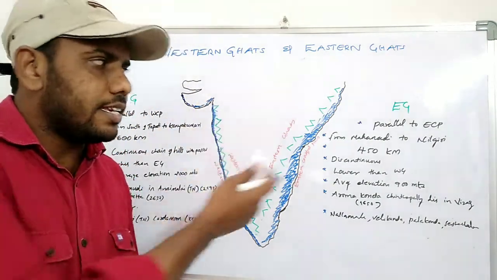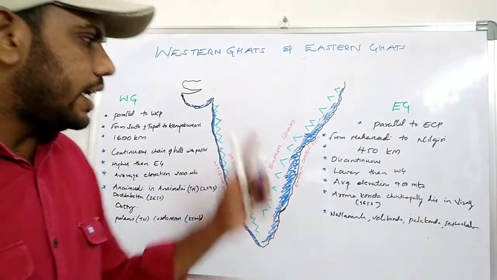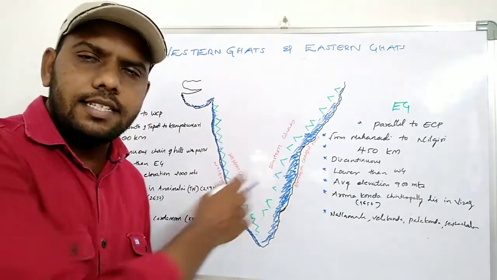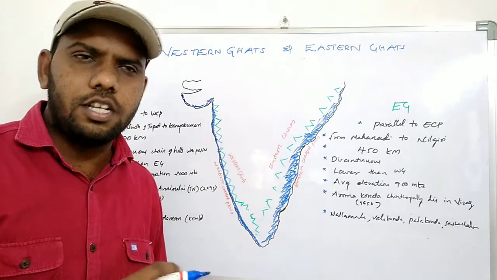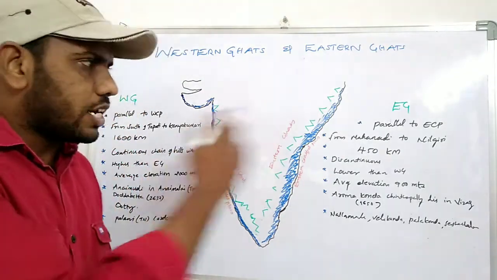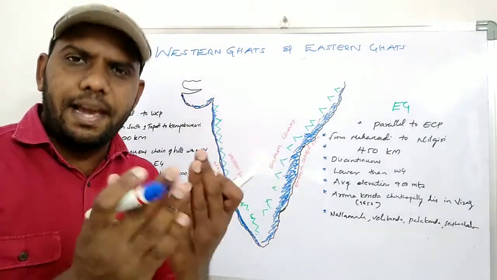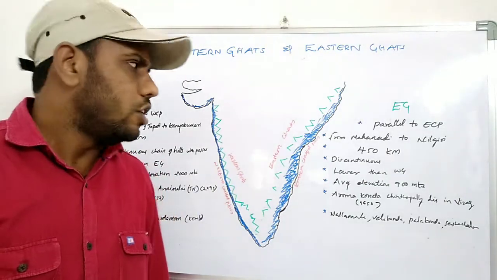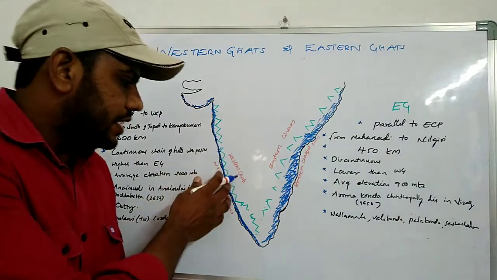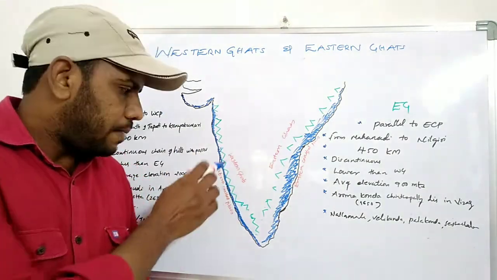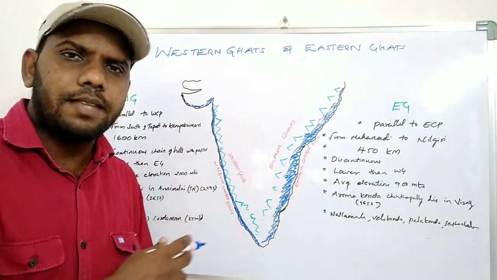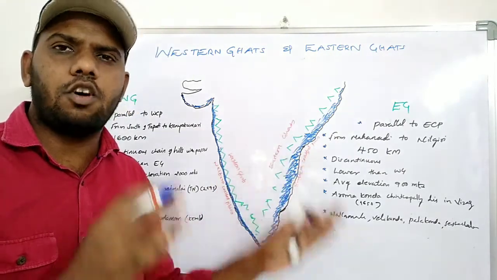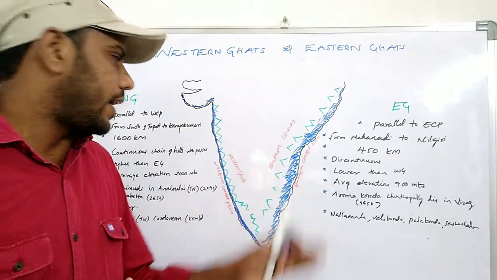You can say the same easily for the Eastern Ghats: the Eastern Ghats lie parallel to the Eastern Coastal Plain. Got it, children? Very easy. We are studying this topic by comparison, so it is easy to remember and easy to study. So the first point we understood: the Western Ghats lie parallel to the Western Coastal Plain, and the Eastern Ghats lie parallel to the Eastern Coastal Plain.